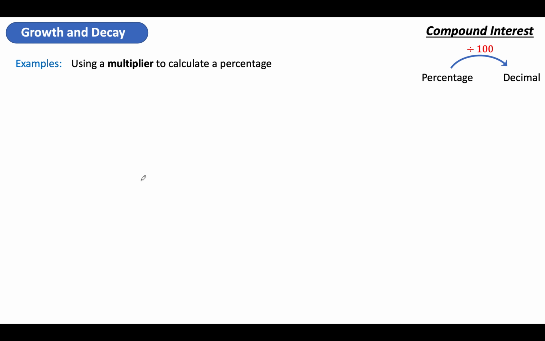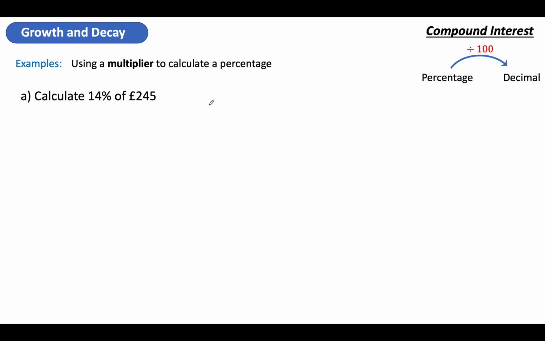Right, using a multiplier to calculate a percentage. Now, of course, we could calculate percentages by breaking it down to blocks. We've done that before, haven't we? So here, if I wanted 14%, I could find 10% first of all, which would be 24.5. Then maybe I could find 1%, times that by 4, add on. It's all quite a faff. It takes a while, doesn't it?